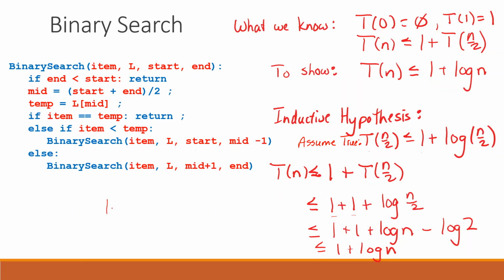Log of n over 2, I believe we talked about, is equal to log of n minus log of 2, and log base 2 of 2 is equal to 1. So we get 1 plus log of n minus 1. The log base 2 of 2 becomes 1, so one of these ones cancels out with this, and we're left with 1 plus log base 2 of n.